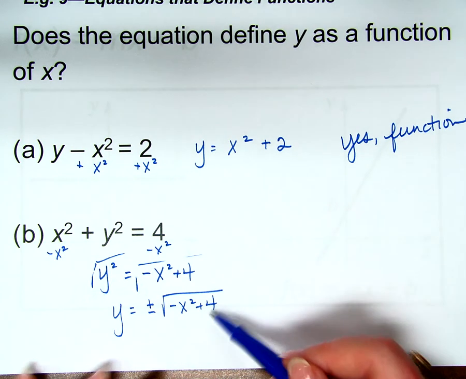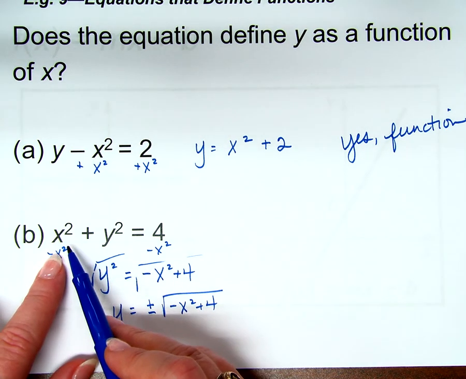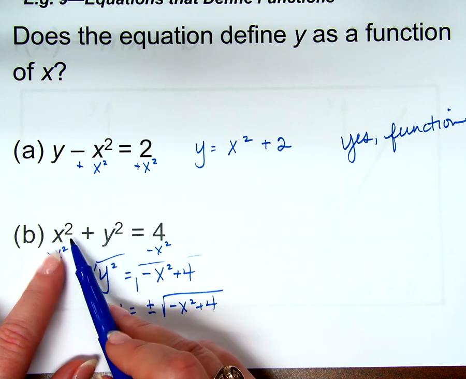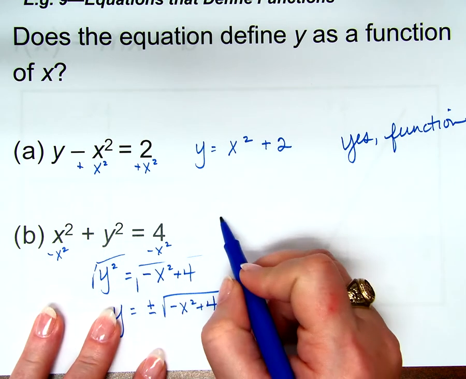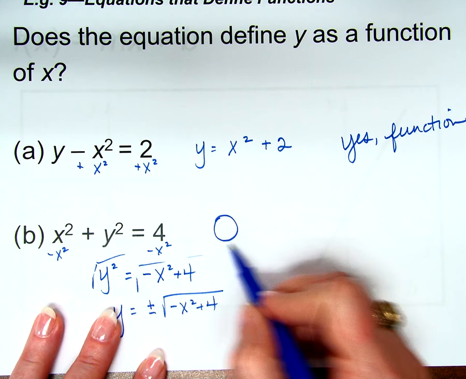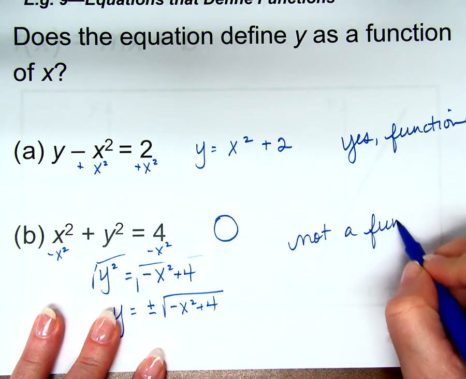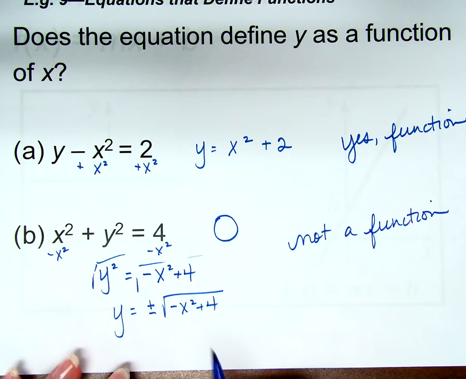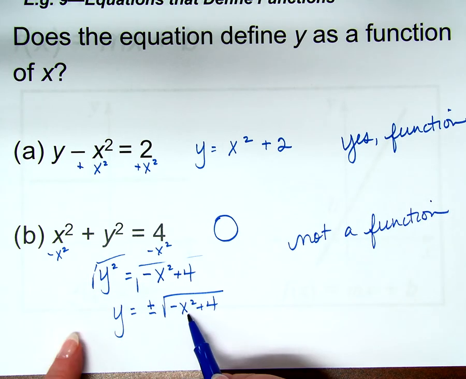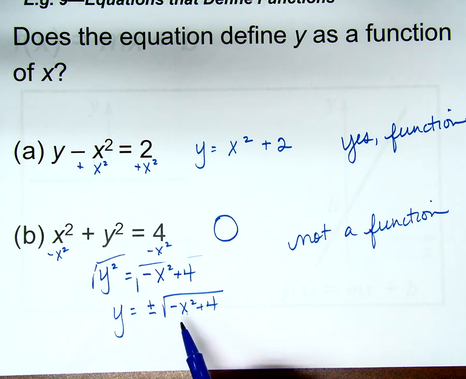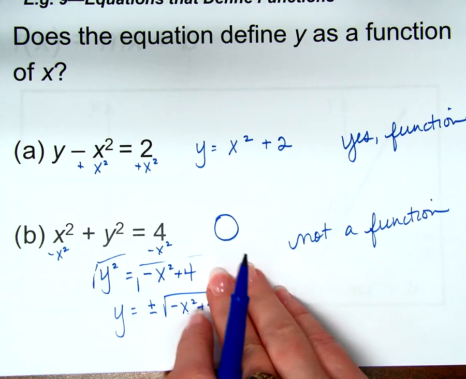This one's not a function. First of all, if you think back to a couple days ago when we talked about circles, we know that this is a circle because it's x squared plus y squared. We know the shape of the circle looks like that, and we know that is not a function. For every x value, there's two y values. No matter what x value I put in here, I'm going to get a positive or negative. I'm going to get two different values for y when I put in an x value. So I know that that is not a function. Okay?